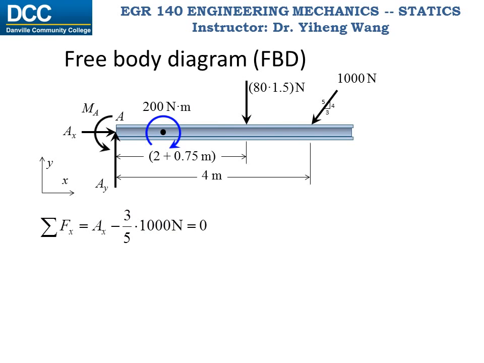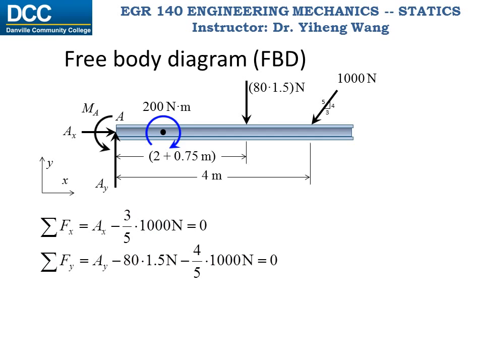Therefore, the resultant force along the y-axis equals unknown force Ay minus the resultant force of the distributed load, 80 times 1.5, and then minus the vertical component of the 1000 Newton force, and it equals 0. Again, the signs of the forces are consistent with the coordinate system I set up.